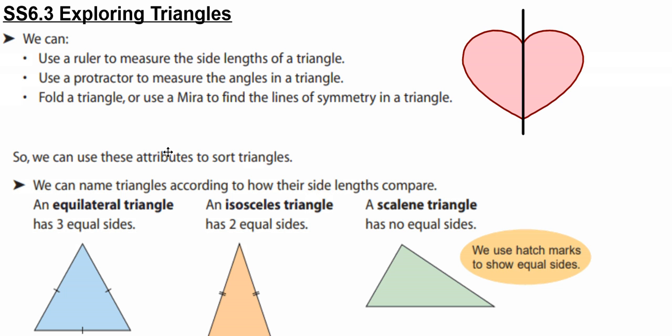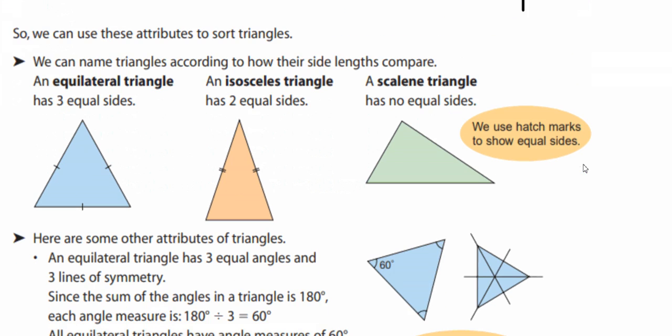So we can use attributes, which are characteristics or the looks and the different descriptions of things, to sort triangles. We can name triangles according to their side lengths and compare. Previously we had talked about different types of angles. These are different types of triangles. An equilateral triangle has 3 equal sides, so all 3 sides have the exact same length. An isosceles triangle has 2 equal sides. And a scalene triangle has no equal sides, so all 3 sides are a different length.